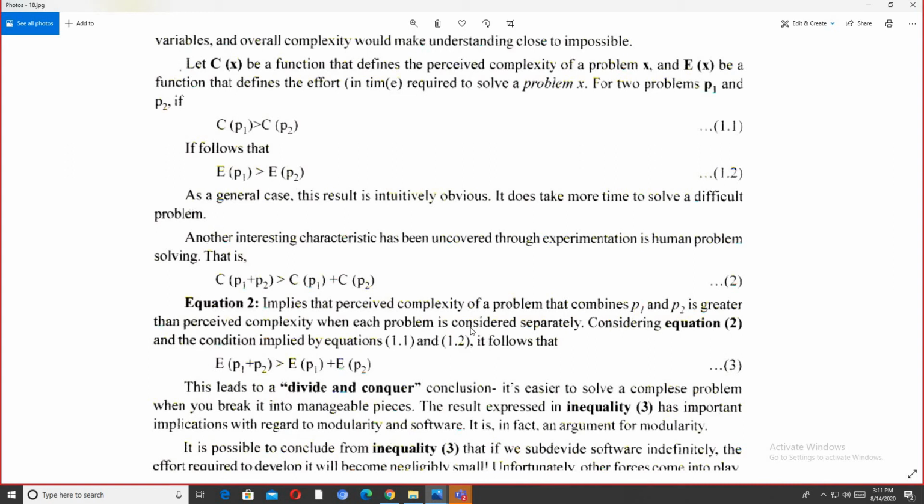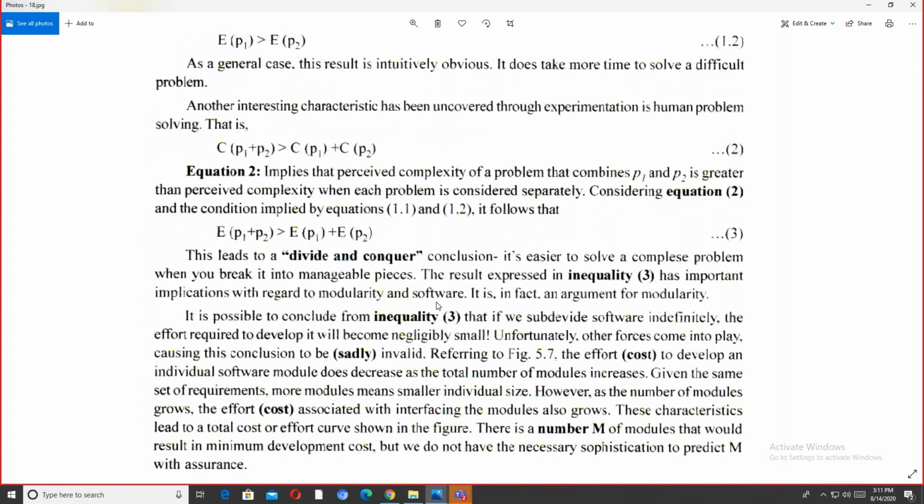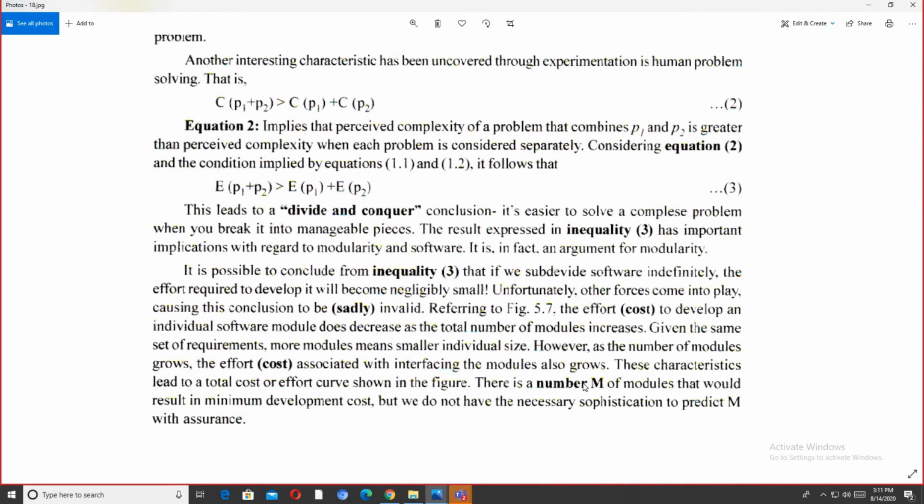Another interesting characteristic uncovered through experimentation in human problem solving is that if we take P1 and P2 together to solve, the effort will always be greater than solving P1 and P2 separately. So this is what modularity is. When you divide a big problem into two problems, P1 and P2, you find that the effort in solving P1 and P2 together will always be greater than in solving them separately. So this is the divide and conquer conclusion.